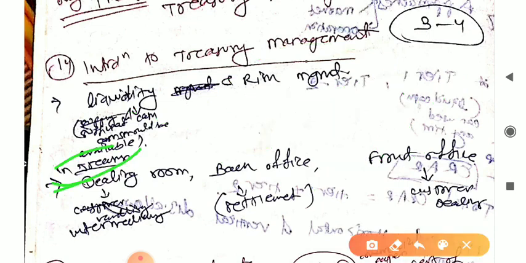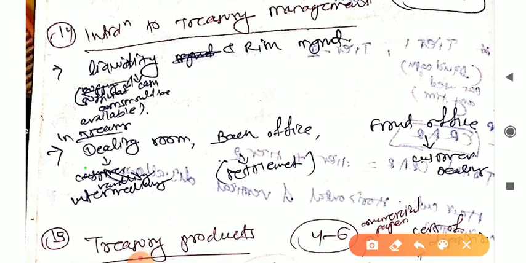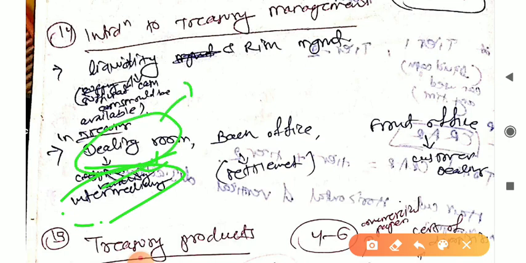In the treasury there will be different parts. The first one is the dealing room. What is the work of the dealing room? The dealing room will be the intermediary. They will deal with the customer directly. Next one will be the back office. They will do the settlement.